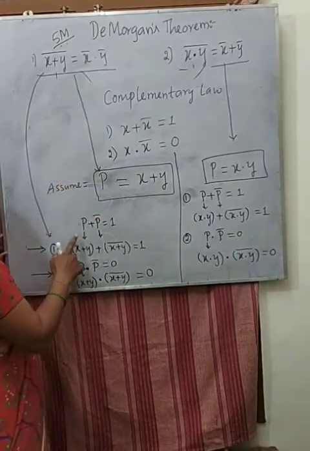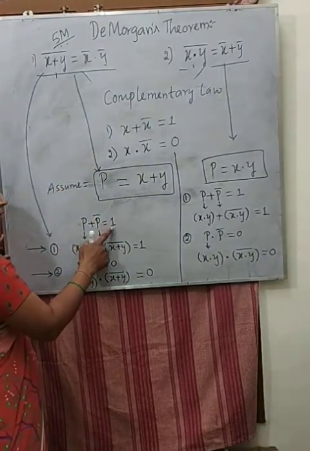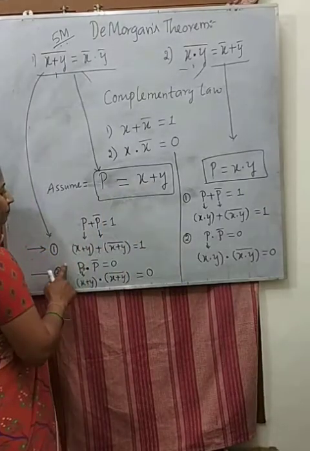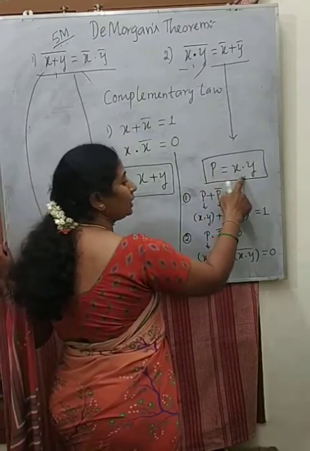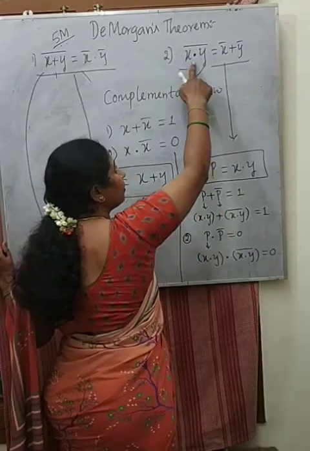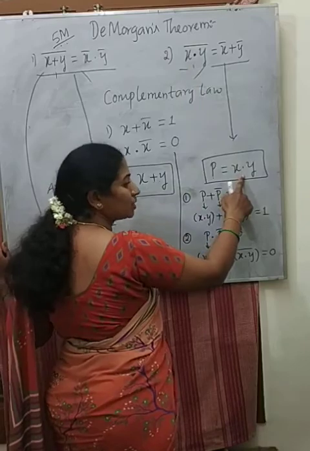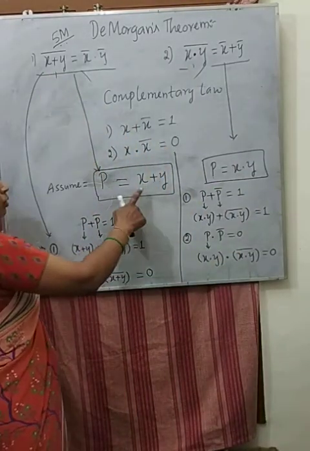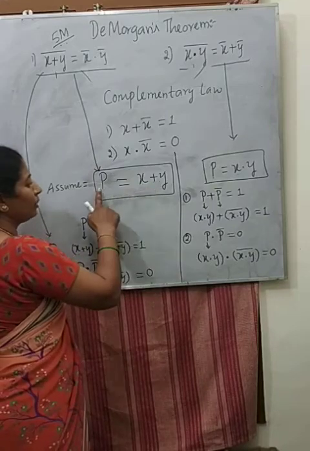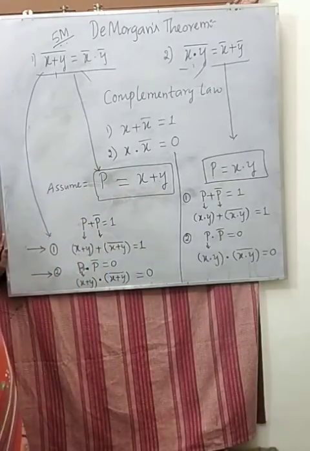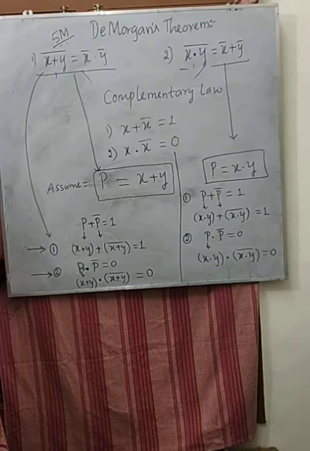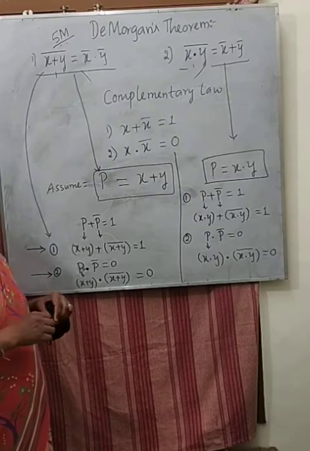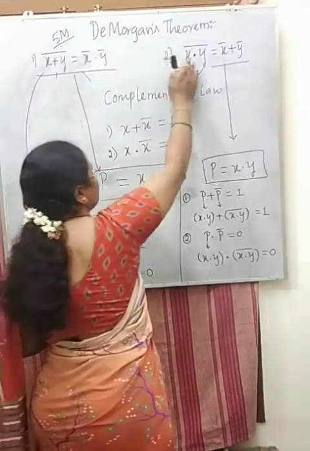According to the first theorem, I should take p plus p complement equal to 1 with the assumption p value is x plus y. In the second theorem, p value is x into y. The second theorem has a dot operation, hence the assumption is also a dot. The first theorem contains the plus operation, hence the assumption of the p variable is x plus y. This is the concept we require to prove algebraically both the theorems.